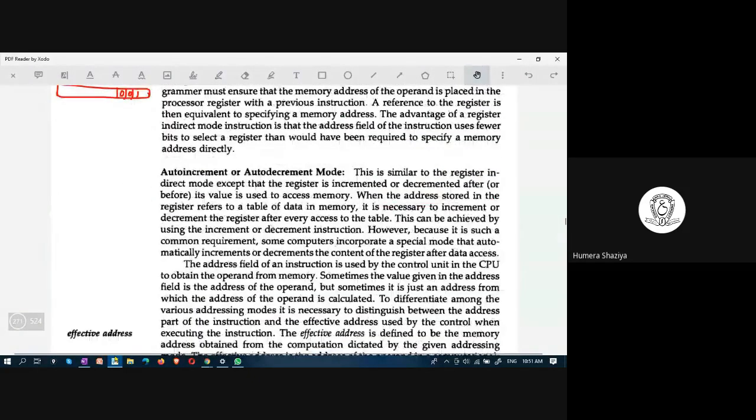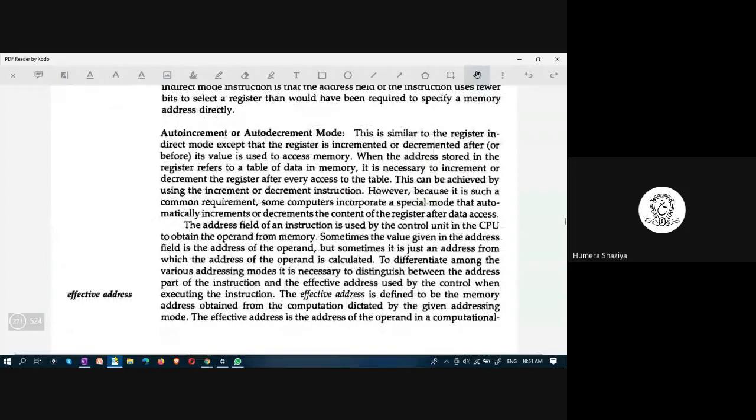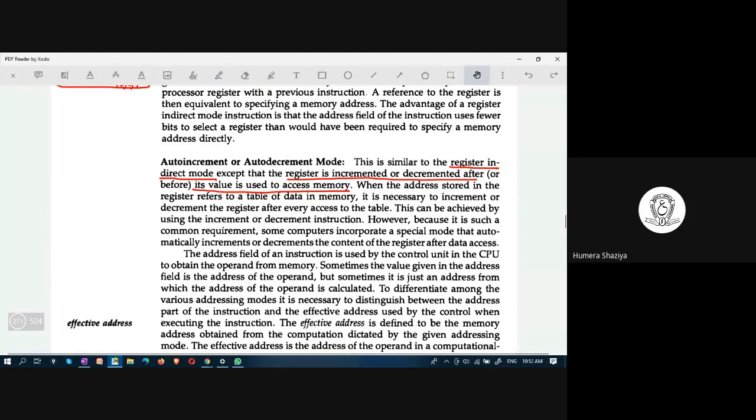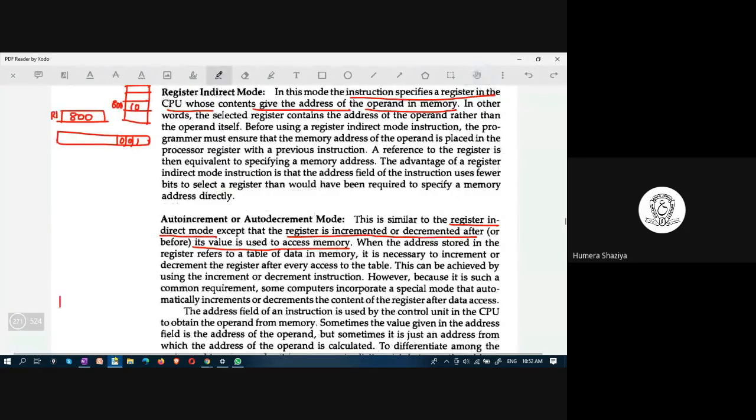Auto increment or auto decrement mode. In auto increment or auto decrement mode, which is similar to register indirect mode, except that the register is incremented or decremented after or before its value is used to access memory. The configuration is the same. This same configuration is here also.